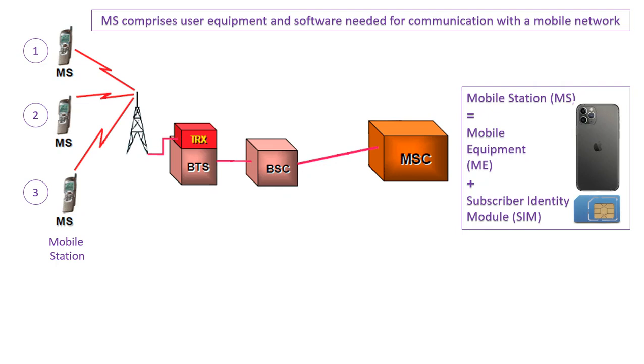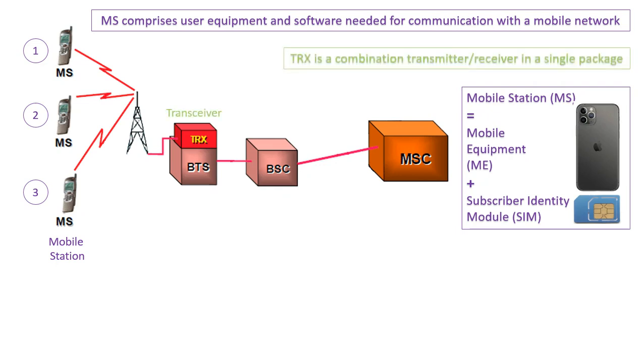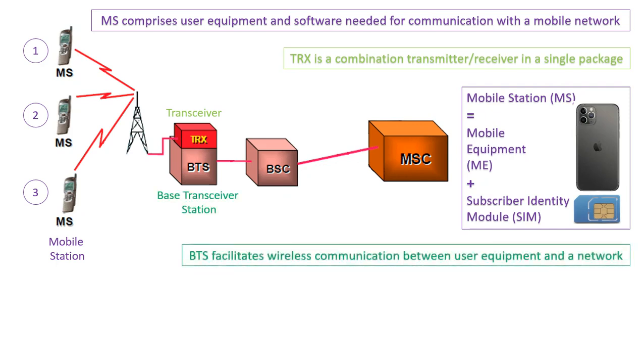Now this tower is connected to the BTS via TRX. TRX is the transceiver. Transceiver is the combination of transmitter and receiver in a single package. TRX can perform two operations. One is sending and one is receiving. Now the BTS. BTS is base transceiver station which facilitates wireless communication between user equipment and a network. Every tower is having a BTS.